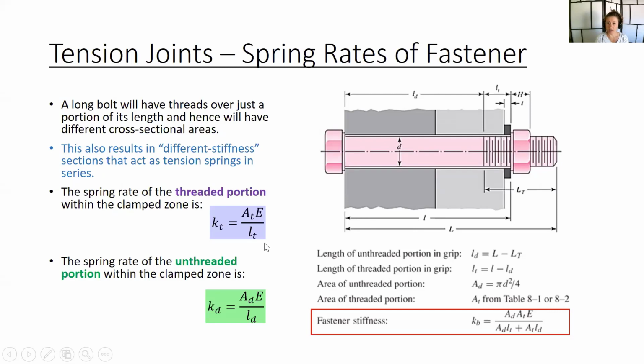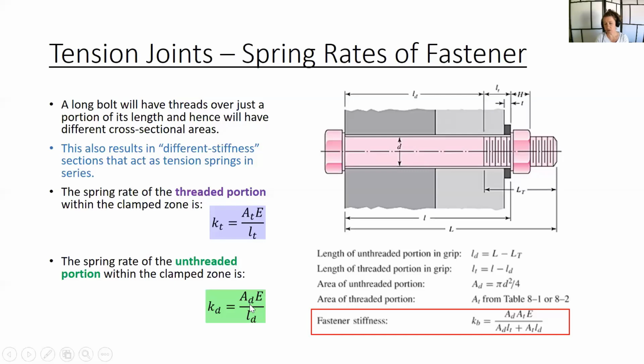So the purple box, again, shows the spring rate of the threaded portion. KT is the spring rate. AT is the tensile stress area of the bolt, which you'll look up in a table. E is the modulus of elasticity, and LT is the length of the threaded region of the clamped zone.